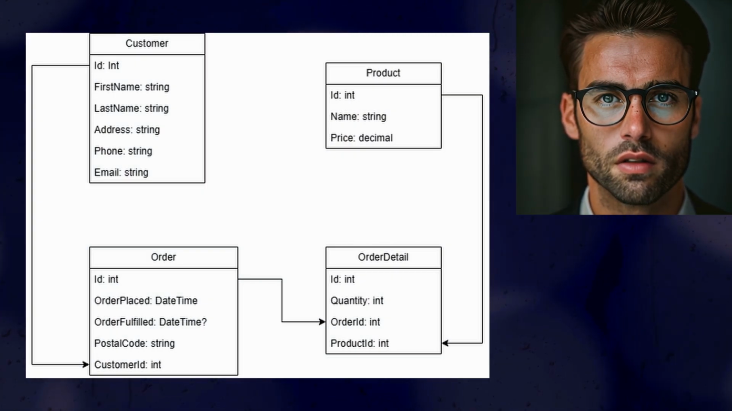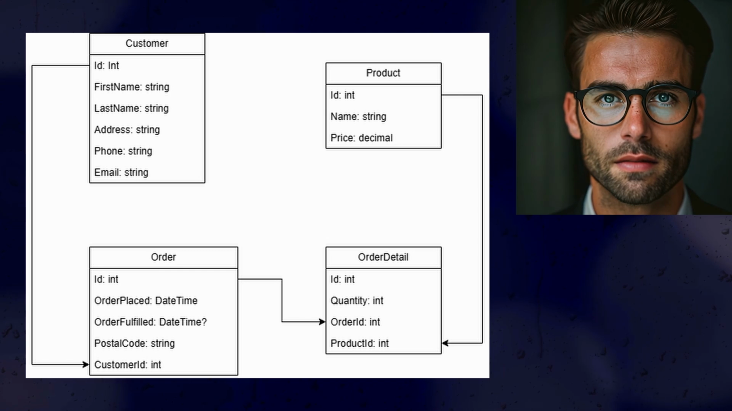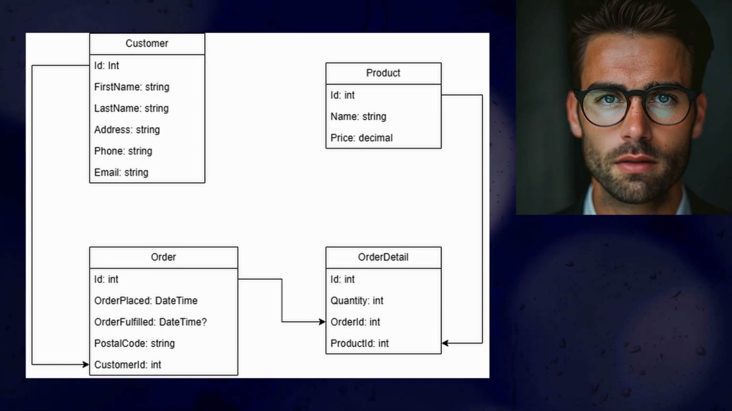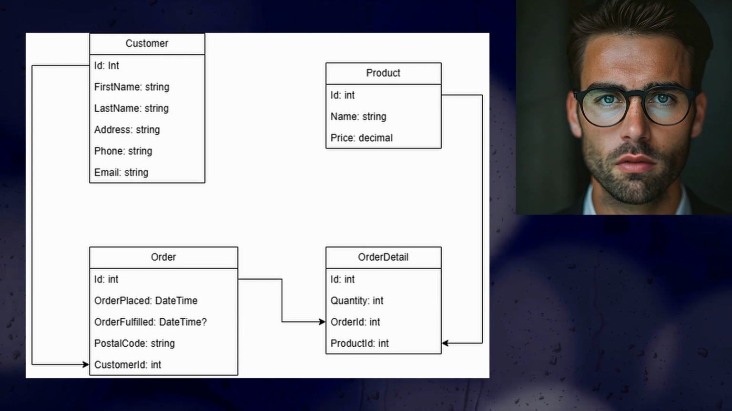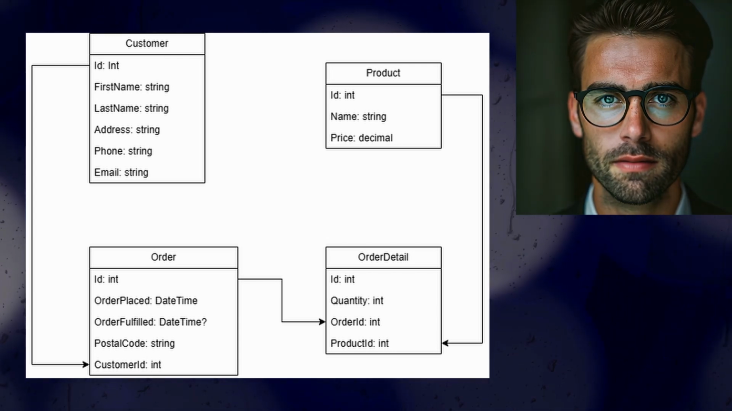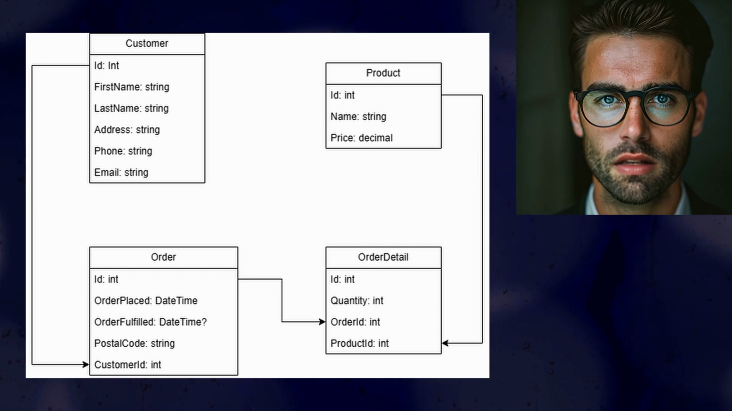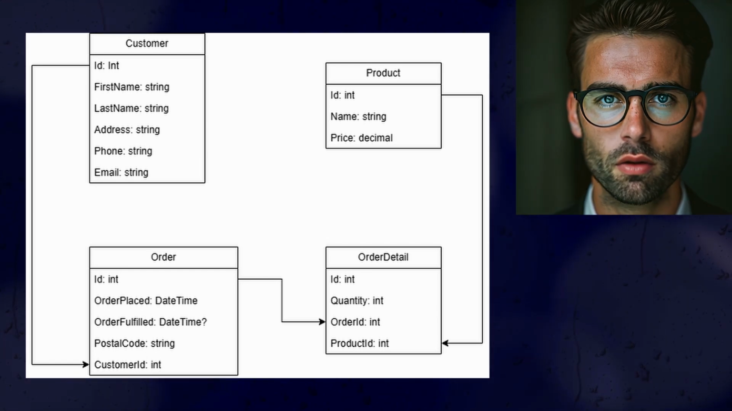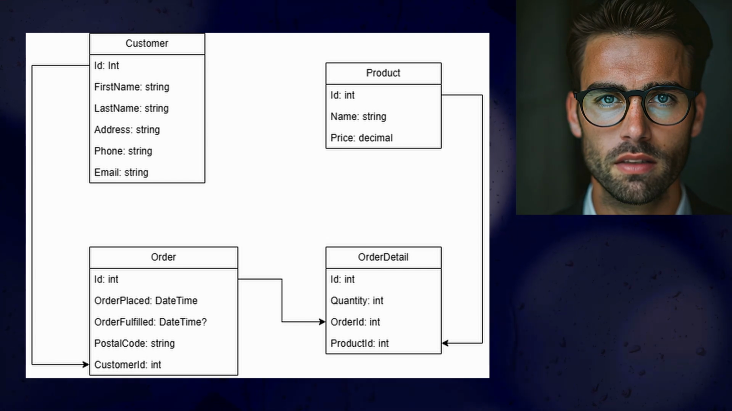We're using a model for a simple e-commerce application. It includes four main entities: customer, order, order detail, and product. The customer entity holds personal information like name, address, phone number, and email. The order entity captures details about each order placed, such as when the order was placed, when it was fulfilled, and which customer placed the order.